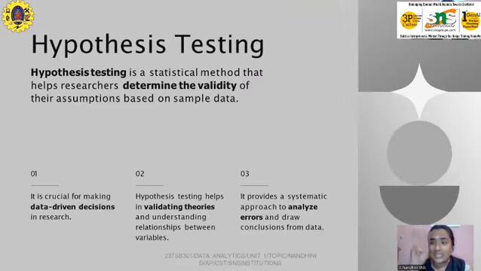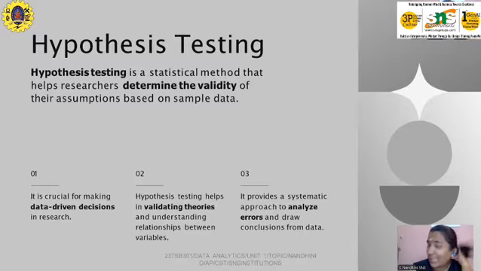In that, we are seeing three main types. First one is data-driven precision. It is taken in the time of research for crucial decision making. Second one is validating the theories, so how we are understanding the relationship between the theories and how we are getting the results. Third one is analyzing errors, how we are analyzing and what are the errors we have.